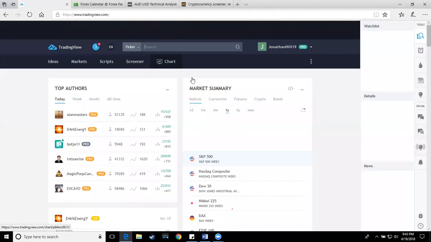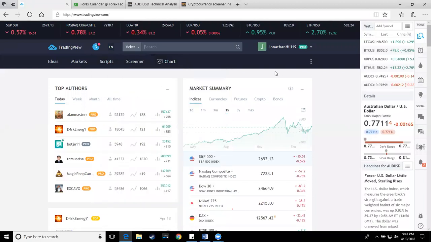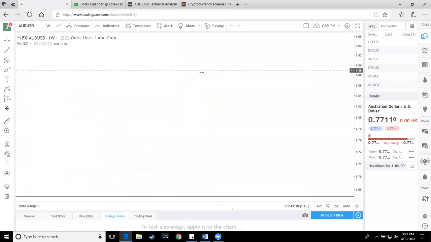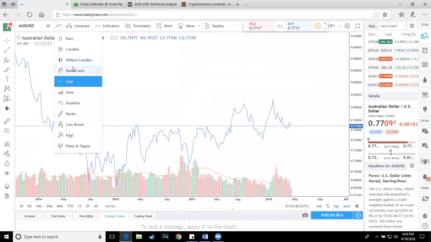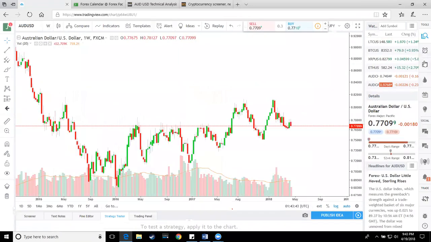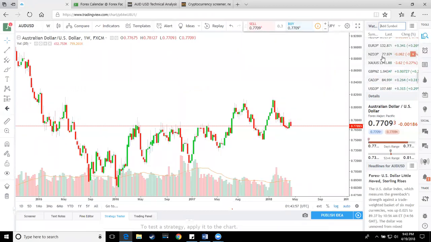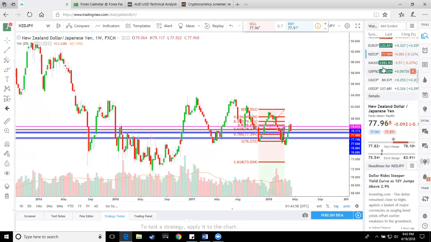Right when you come onto TradingView, this is what you'll see. You'll come over here, you'll come to chart. And then normally what it's going to look like is this. You'll have your candles. You're going to have pairs over here that you can go through. If you want to add a pair, like New Zealand dollar or Japanese yen, you just come over here, click that, and it's going to add it to your pair. You could click them and go through each one.